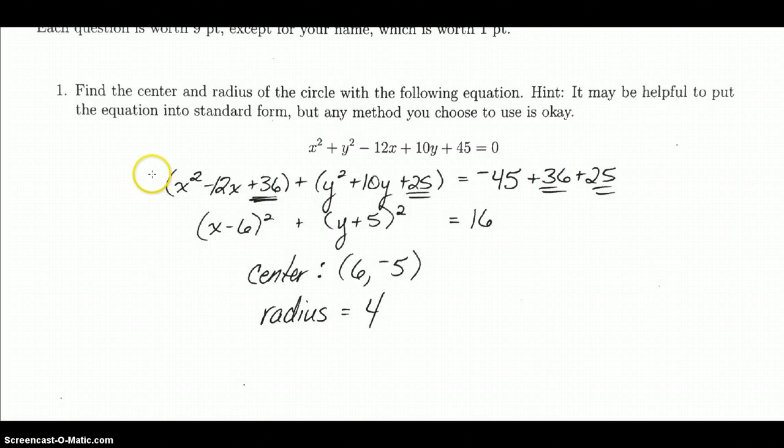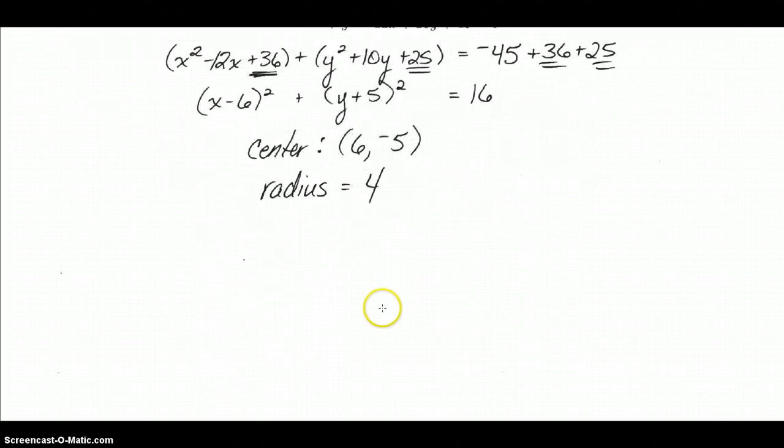And just as a note, remember if there are any numbers being multiplied by this entire set of x terms, when you add the number to the right side, you need to take whatever number is in here multiplied by whatever number is being distributed to the entire quantity. Okay, so once we get that, we put it in this form, and here it's just a matter of knowing that what gets subtracted from the x is your h, what gets subtracted from the y is your k, and then this is your radius squared. So take the square root to get 4.